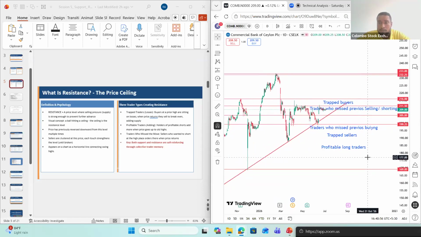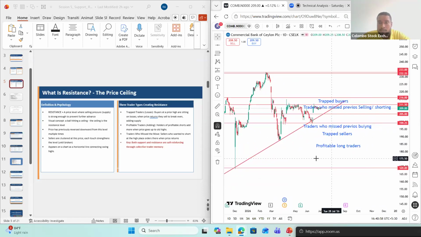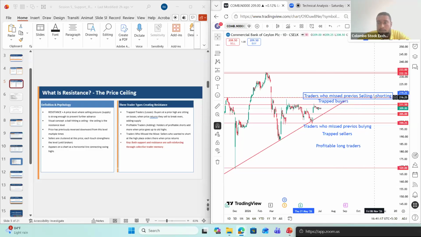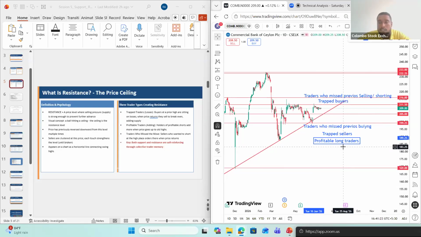So earlier, as we discussed, someone who bought the stock here could book their profits at this level. Now the price is going down. They might try to sell their position when the price is going up a little bit, right? Like that, there are traders who miss the previous selling opportunity or shorting, and there are profitable short traders.